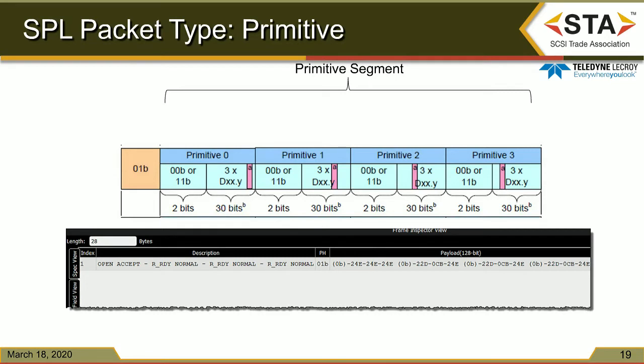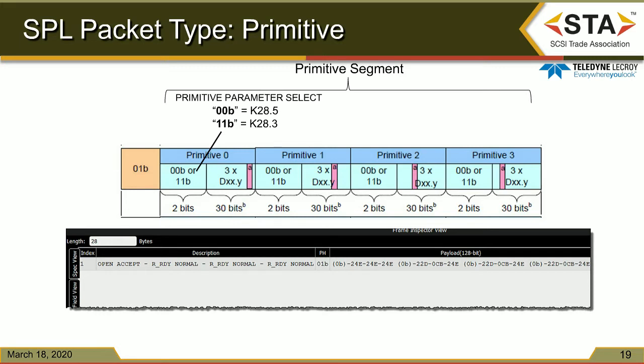So still looking at normal primitives, but in our frame inspector, this is something you'll notice only when you go down to the lowest level. When you see 00 in this position, it stands for K28.5. 11 represents K28.3. So that indicates a SATA primitive. So they're representing these control characters now with just 2 bits instead of 8 bits.